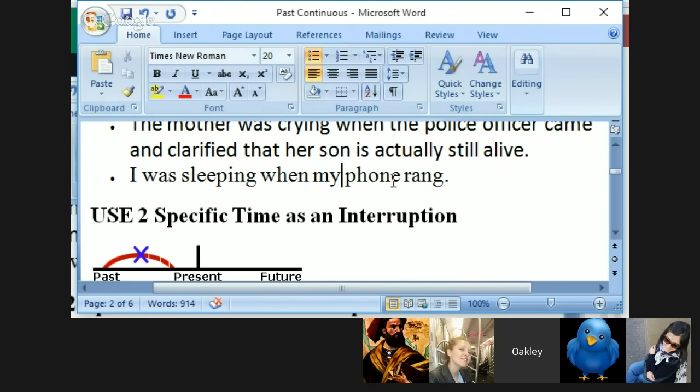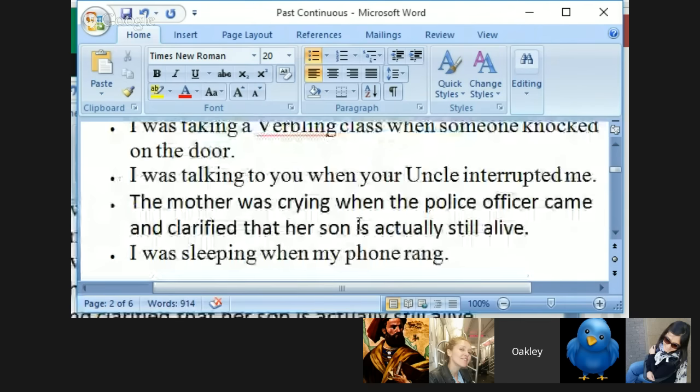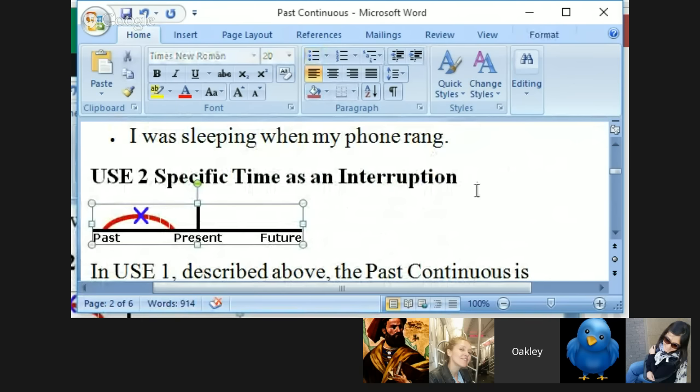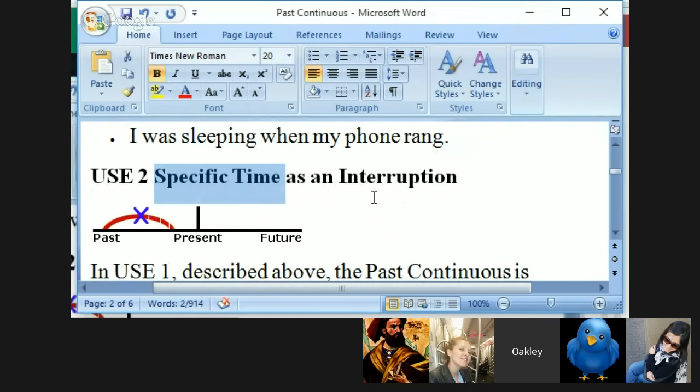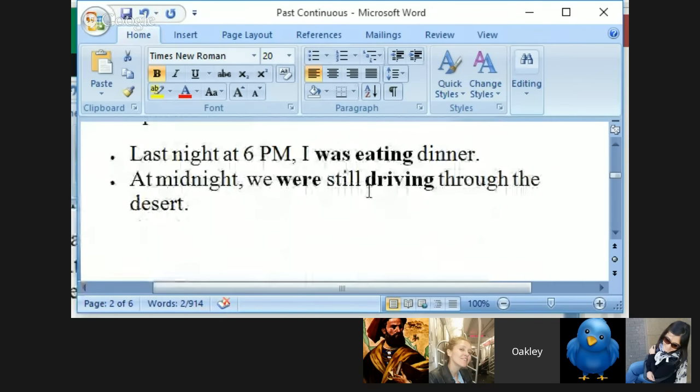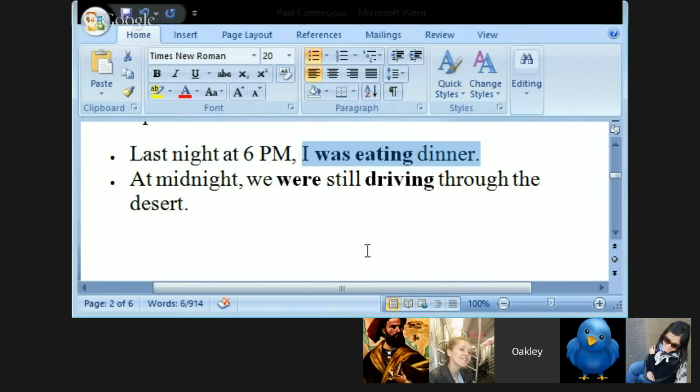All right, let's try the same thing. Basically, same thing. Notice the diagram is exactly the same. But this time around, a specific time is going to be the purple X. All right? Instead of a shorter action in the simple past, we're going to mention a specific time in our sentences, such as this. Last night at 6 p.m., I was eating dinner.